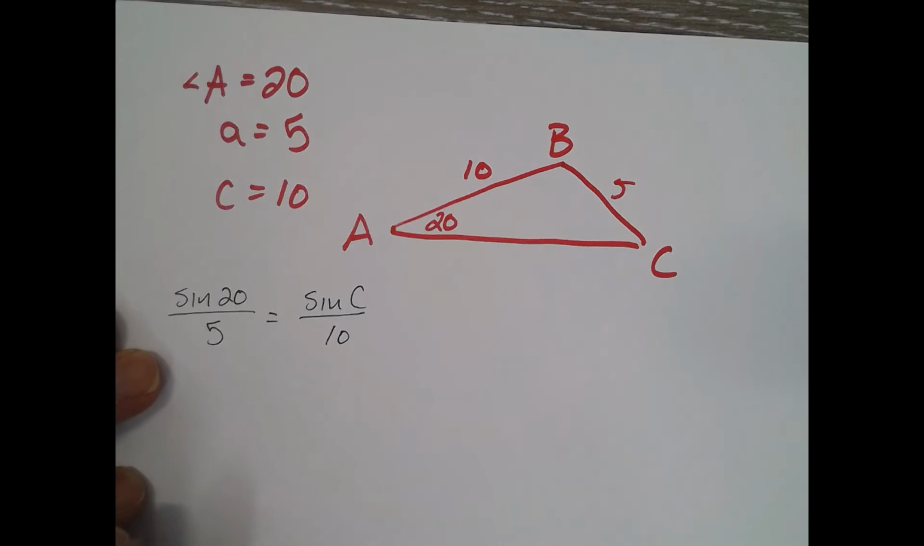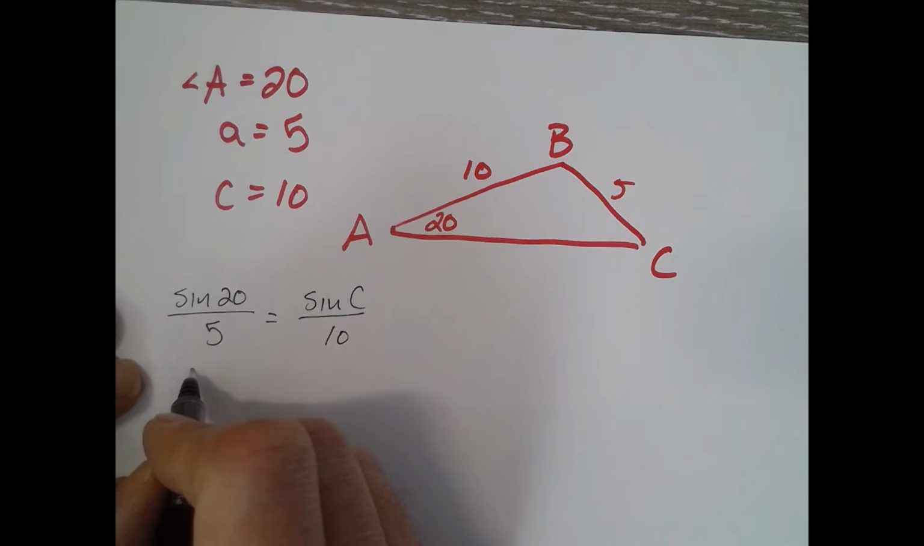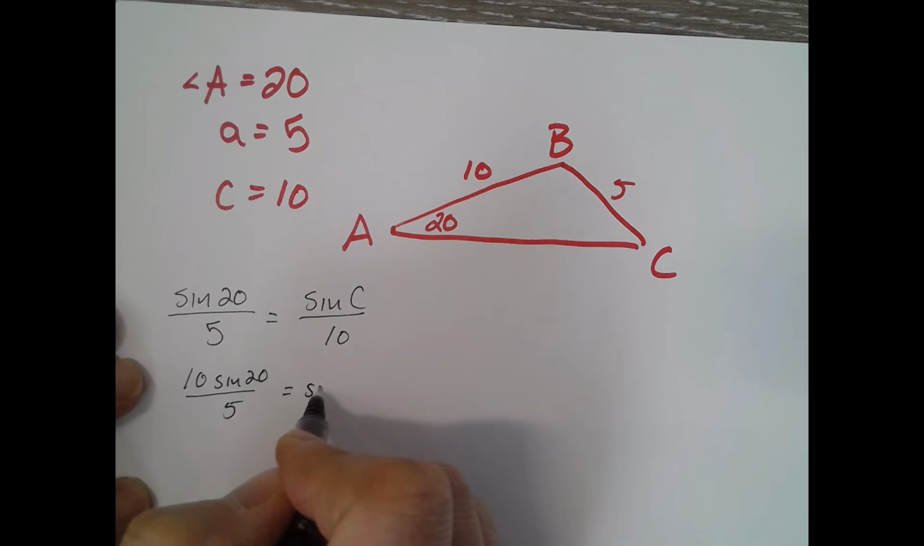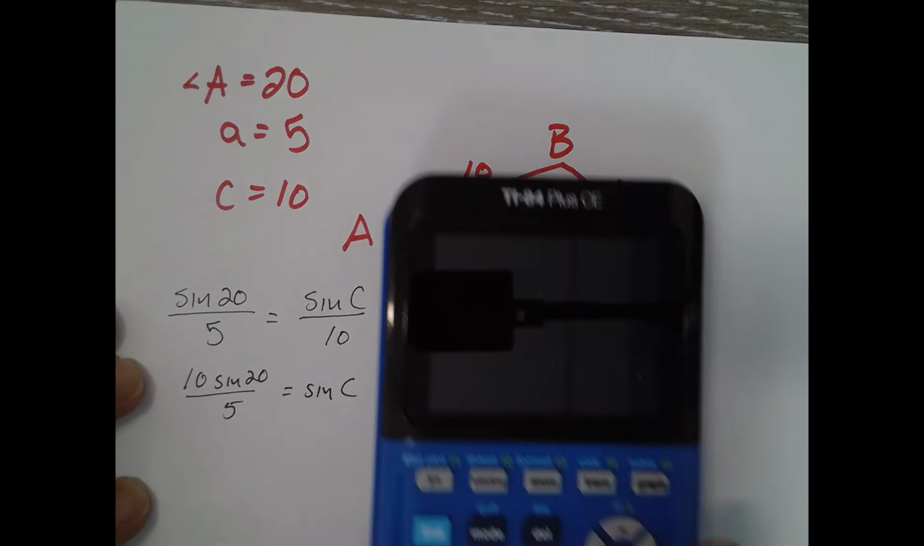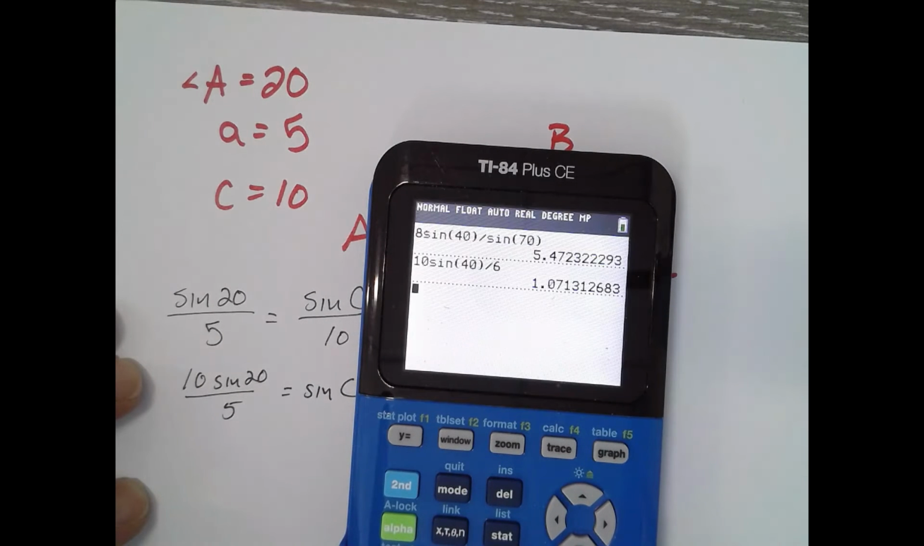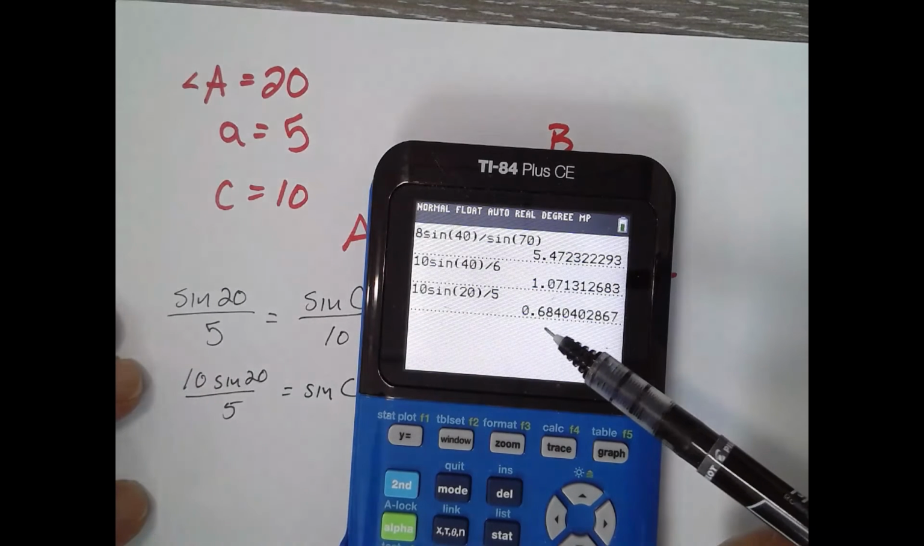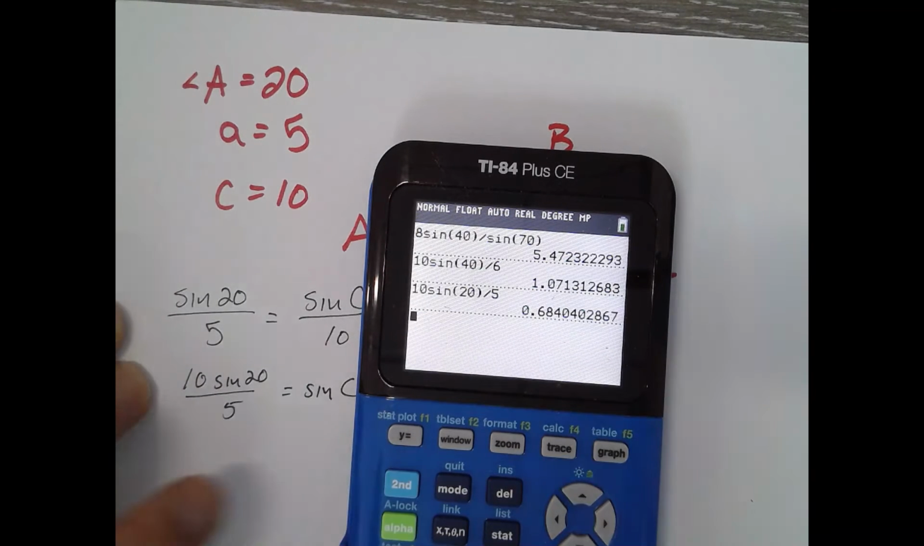Okay, so sine of 20 over 5 equals the sine of c over 10. I'm going to multiply by 10, so 10 sine 20 over 5 equals the sine of c. 10 sine 20 divided by 5. Okay, we have a number between -1 and 1, so we know it exists.